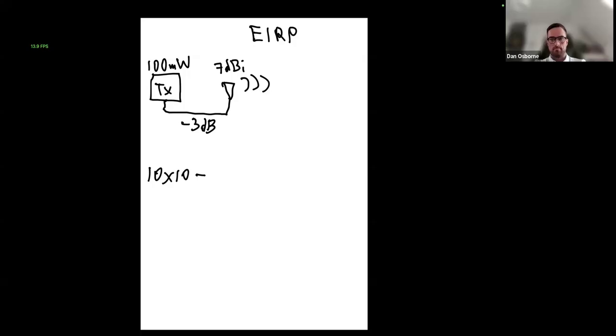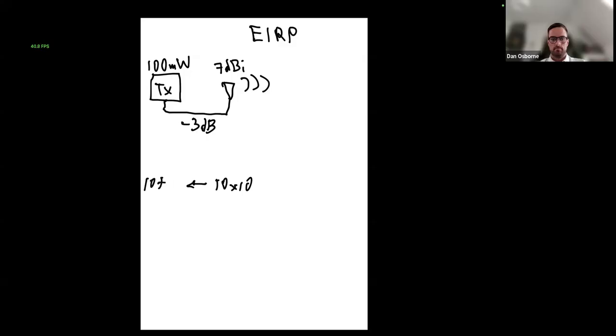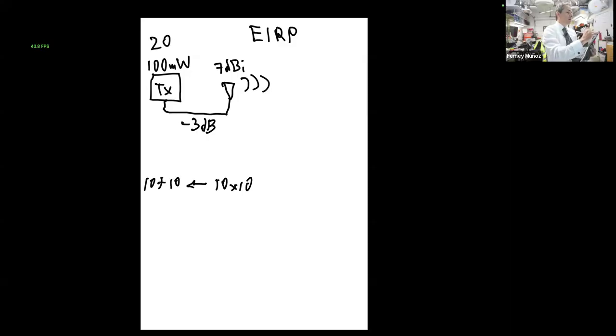Let me just do it in the same way we did it earlier so we don't get confused. So 10 times 10 gives you 100 milliwatts, of course, we're talking about. And then that becomes 10 plus 10, which is the same as 20 dBm, right? 100 milliwatts is equal to 20 dBm. Now we know where it comes from.